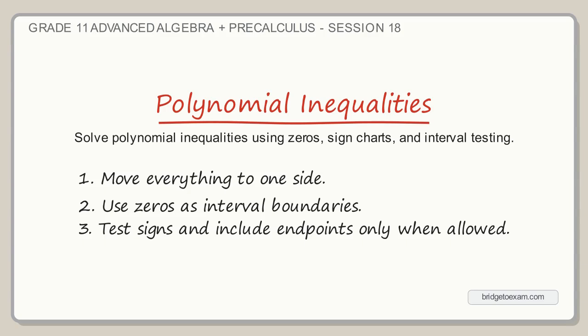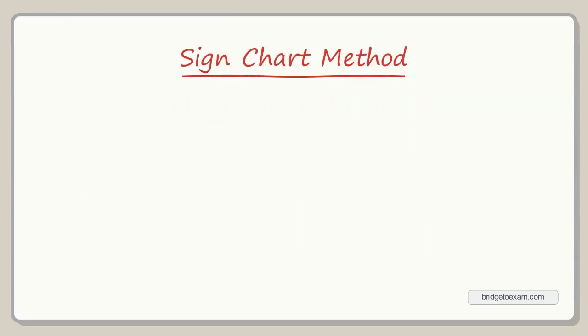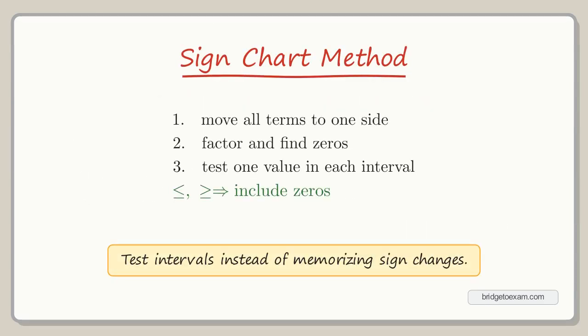1. Move everything to one side. 2. Use zeros as interval boundaries. 3. Test signs and include endpoints only when allowed. Polynomial inequalities are solved by tracking sign, not by guessing from the graph.